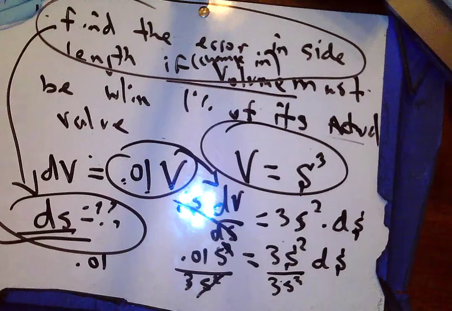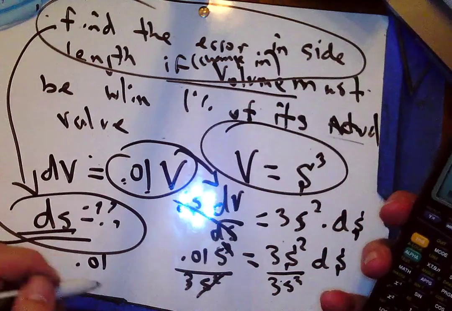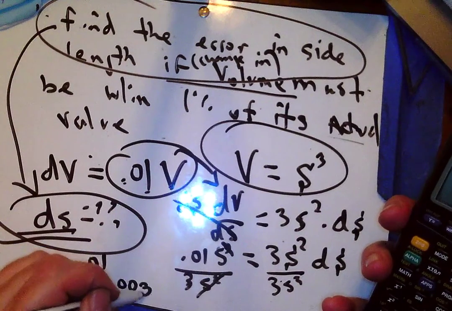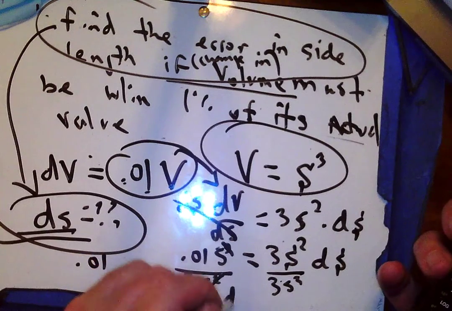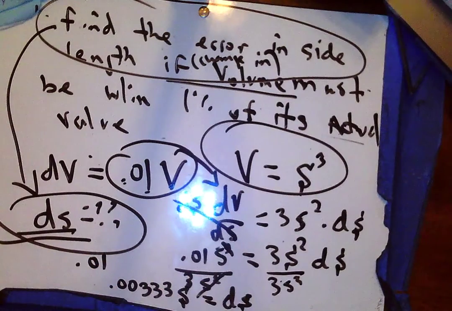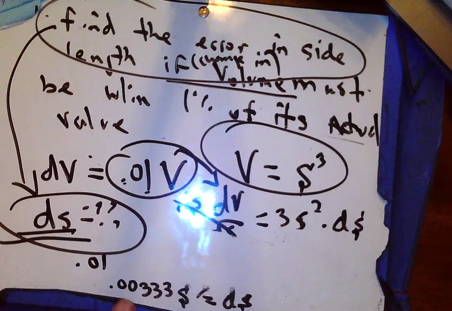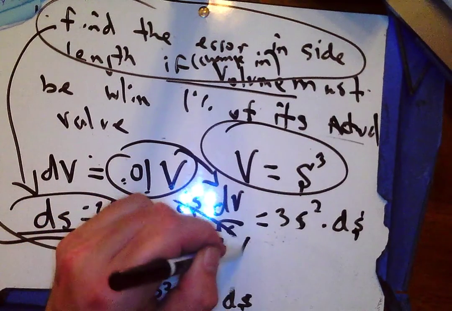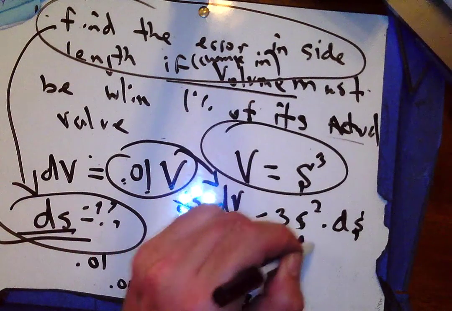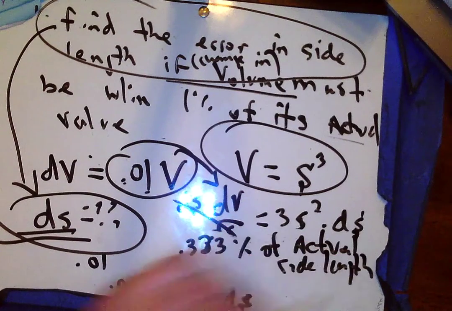I'm going to screw up that decimal, so let's take out the calculator. 0.01 divided by 3, and we've got 0.00333 s equals ds. Now, how am I supposed to understand that? Well, I can understand that two different ways. The first way is that the error in side length is 0.333% of the actual side length.